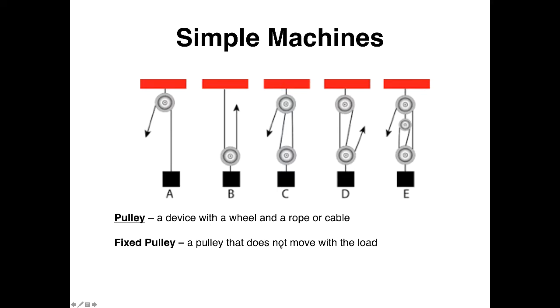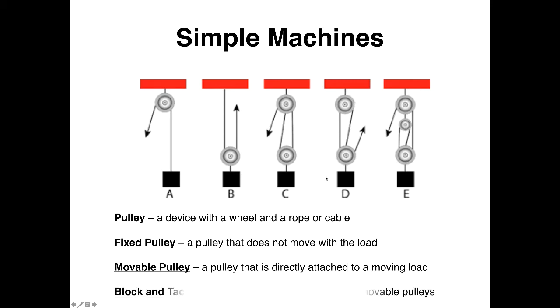A fixed pulley, a pulley that does not move with a load, would be this sort of situation. And this is a not fixed pulley, a movable pulley that moves. So here you have a fixed and a movable pulley. The combination of both fixed and movable pulleys is called a block and tackle.